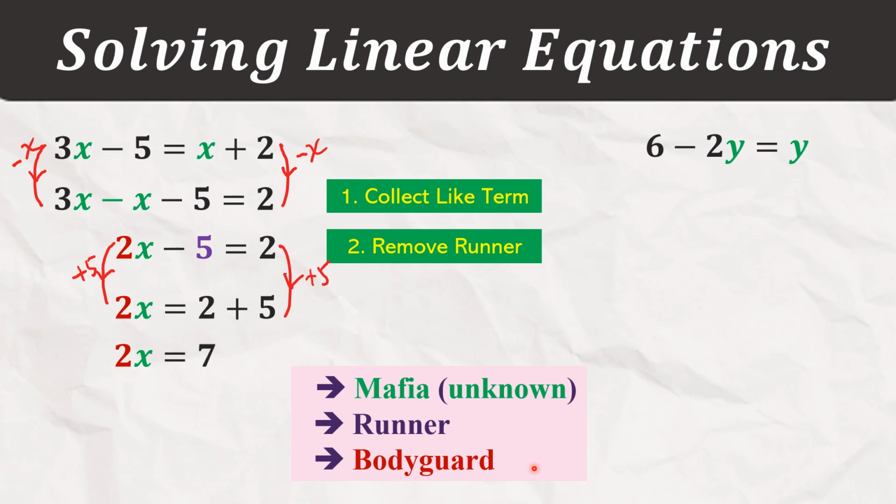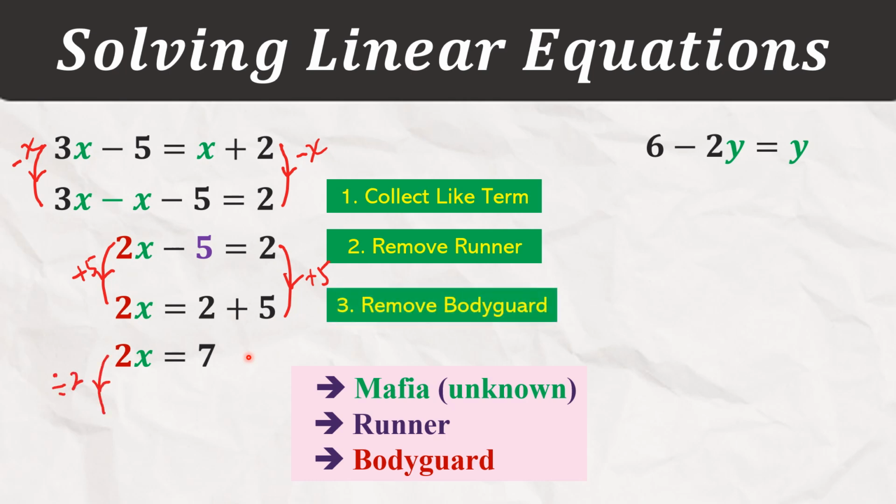Now, once I derive an equation with only the bodyguard, I'm going to remove the bodyguard. Again, to remove the bodyguard, I simply divide by 2 on both sides, and hence I'm able to find the mafia, which is the value of x, and this gives us 7 over 2. Hope you find this useful.